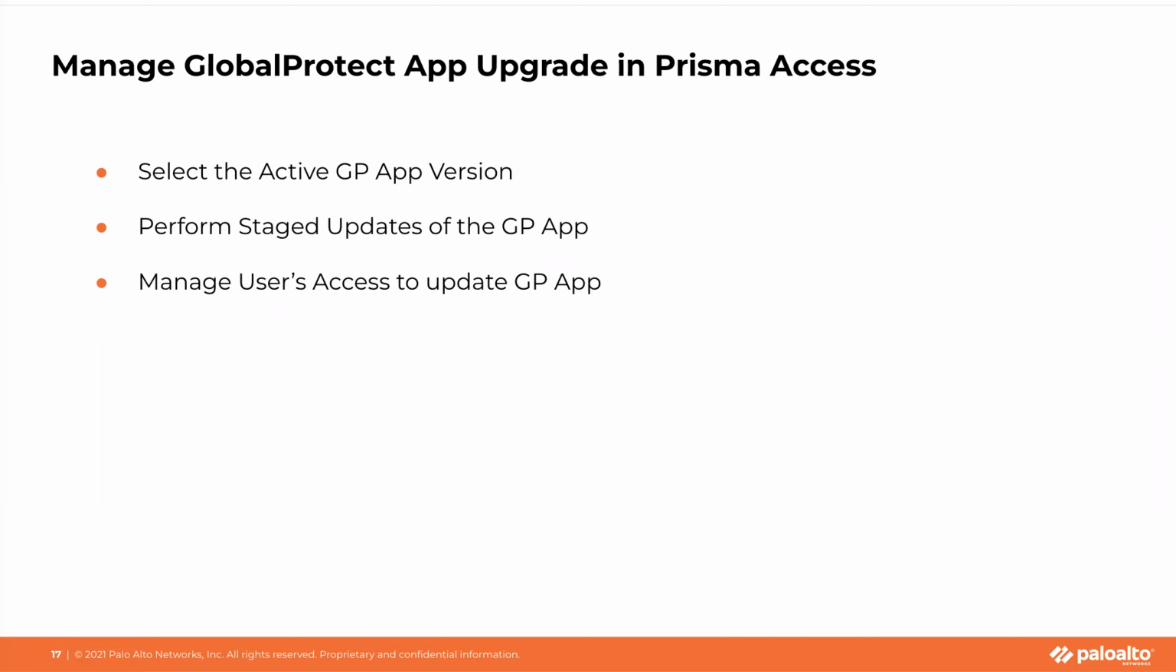And you can also manage mobile users' access to the GP app or perform a staged upgrade. So you can select one version as the active version, or you can select a number of users to upgrade to a particular version, and then later on you can roll out that particular version to the whole organization. And you can also manage how your users can upgrade the GP app. I will talk about each one of them in detail.